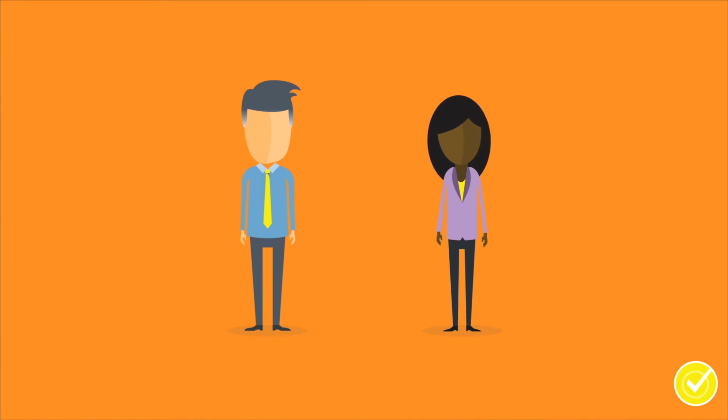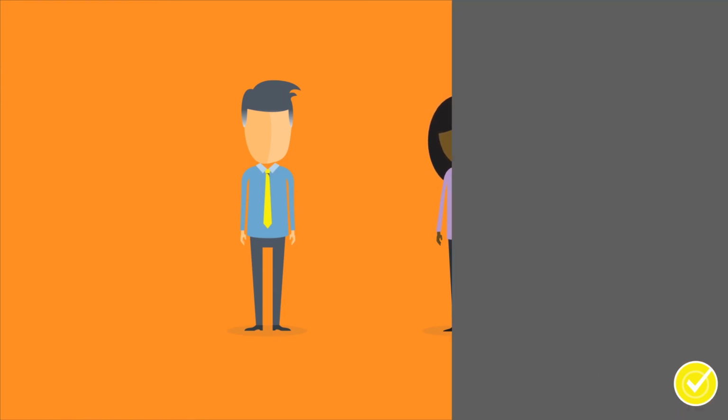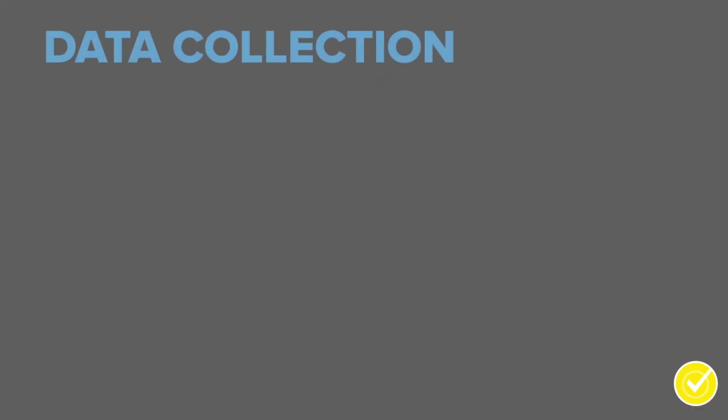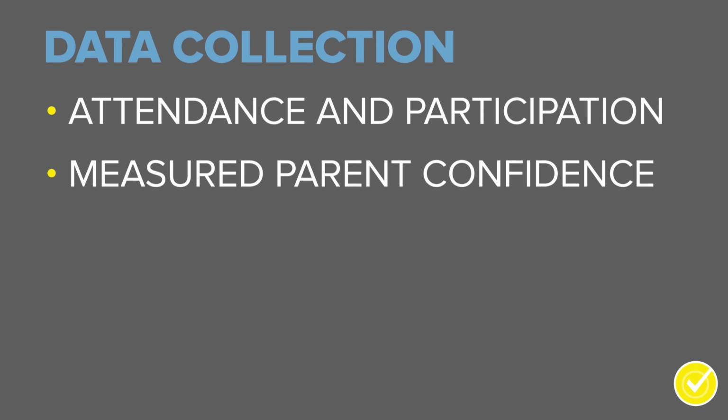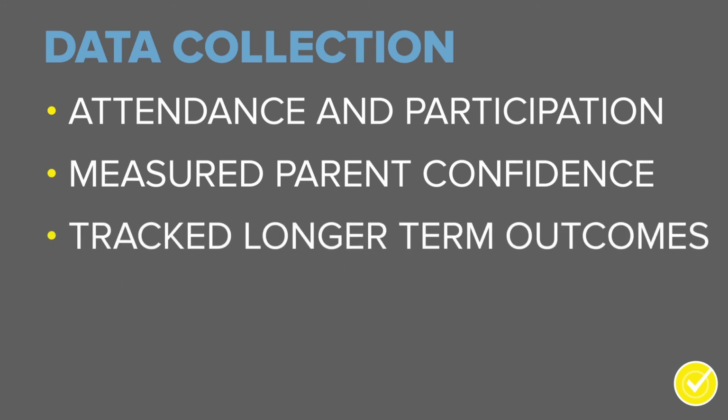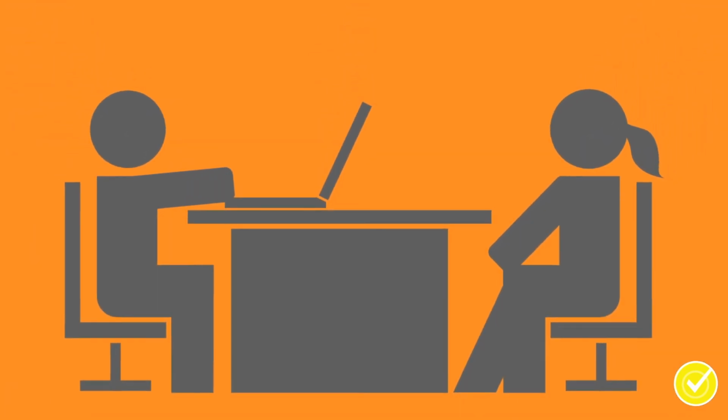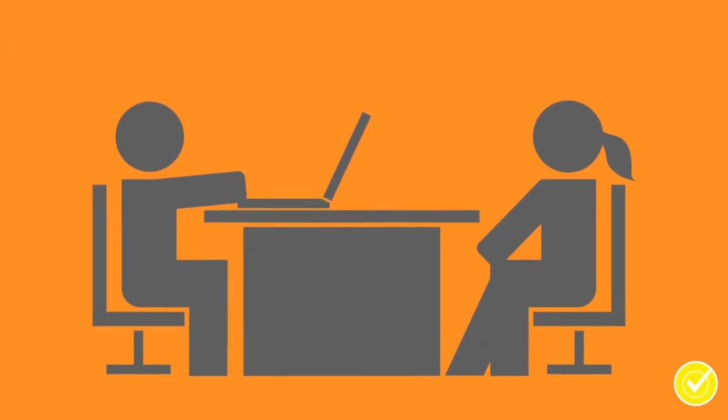So what sort of differences in outcomes are we talking about? Well, the classroom-based teachers and home-based teachers kept track of attendance and participation, and I measured parents' confidence in their abilities to care for their children. We also tracked longer-term outcomes, such as children's entry into foster care during and after the program ended. The agency also gathered personal stories and feedback through interviews and focus groups with parents.